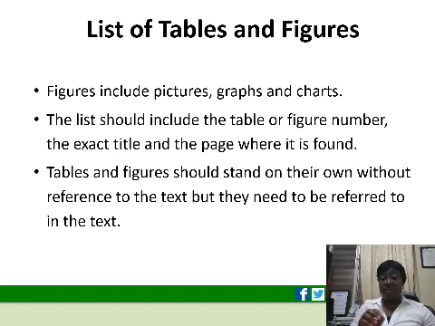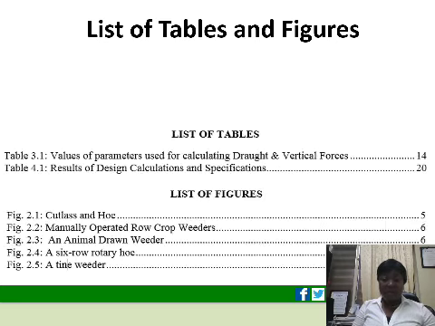So you need to list all of them here so that we can refer to the pages on which we can find each of these titles for your tables and figures. So this is an example. You have the list of tables. You have table 3.1. It has its title, values of parameters used for calculating drought and vertical forces. Then you can see the page number. So if I'm looking for this table, I'll go straight to what? Page 14. And the same for your figures.